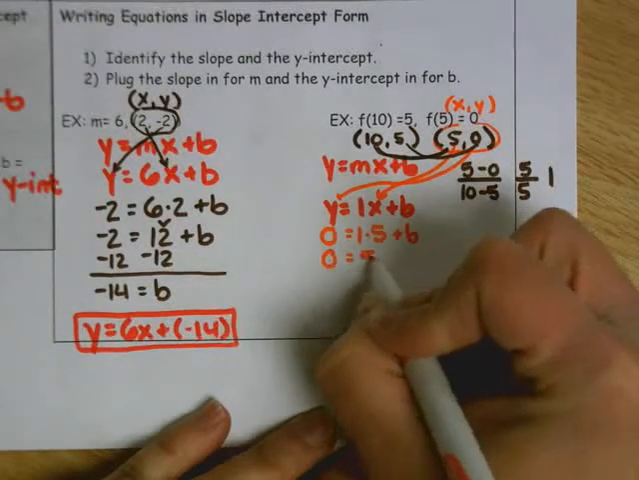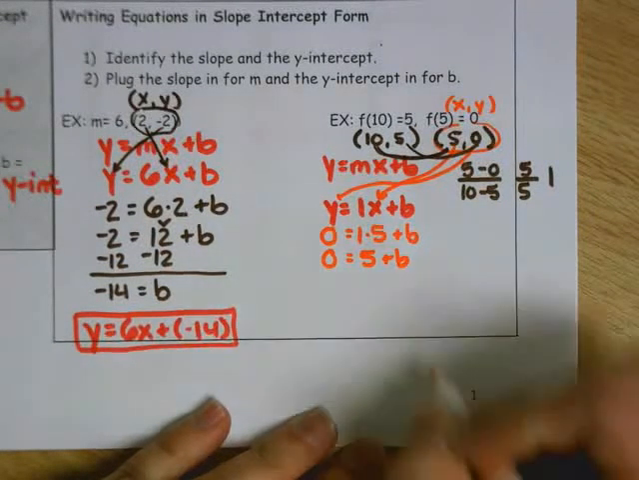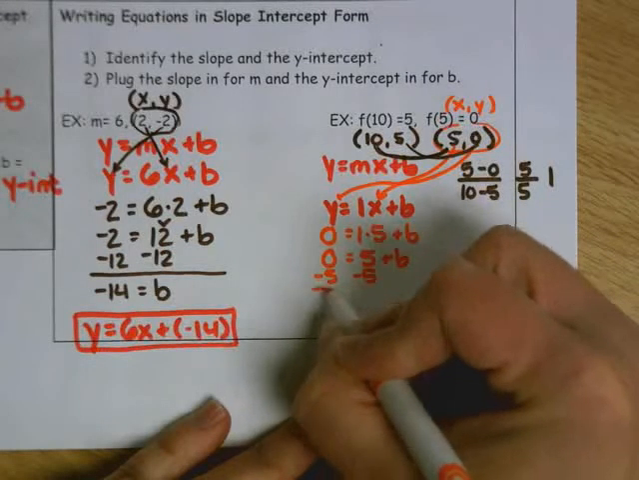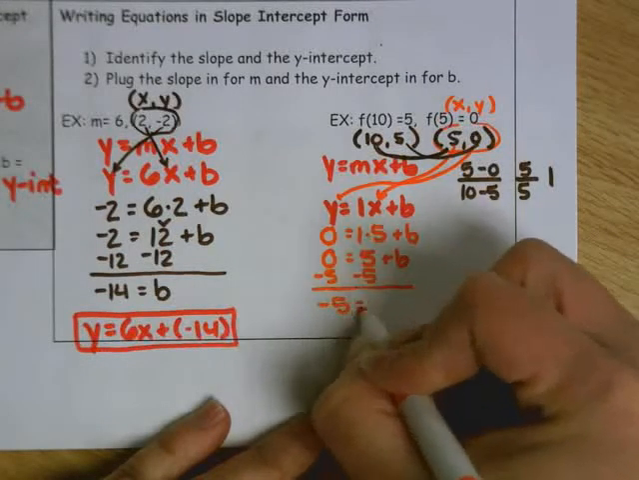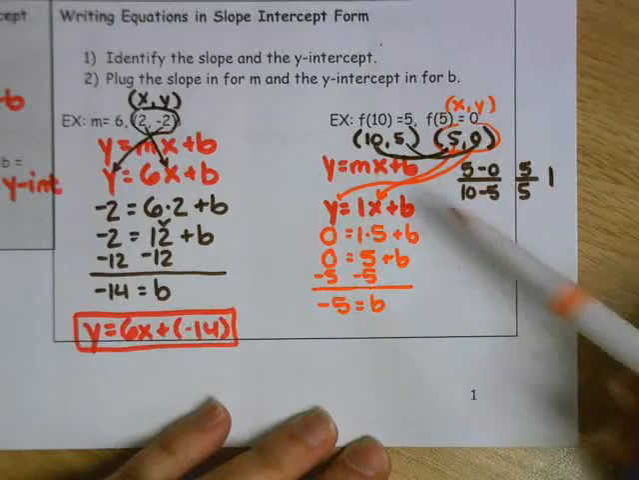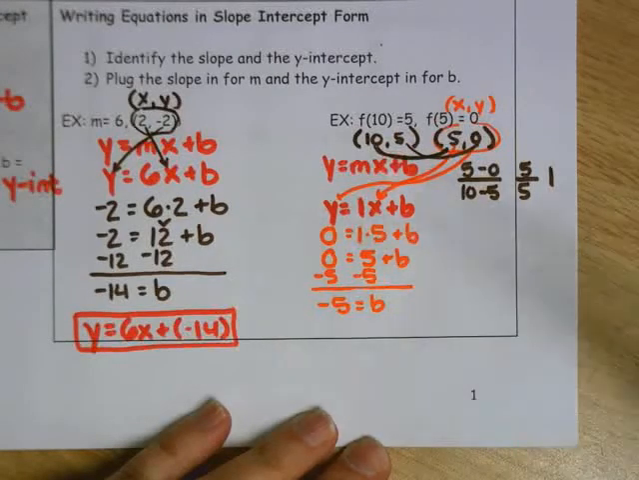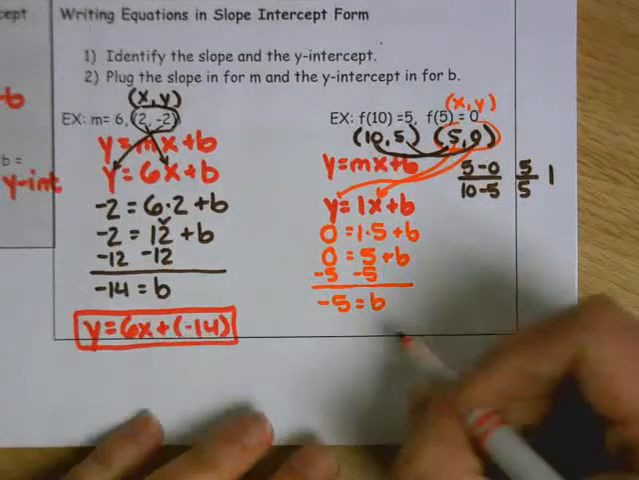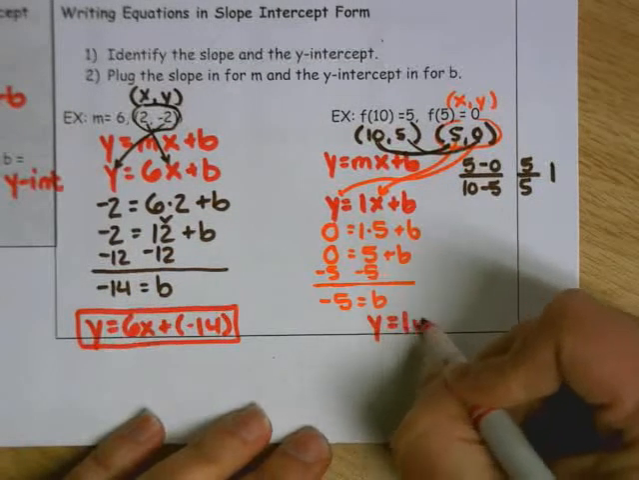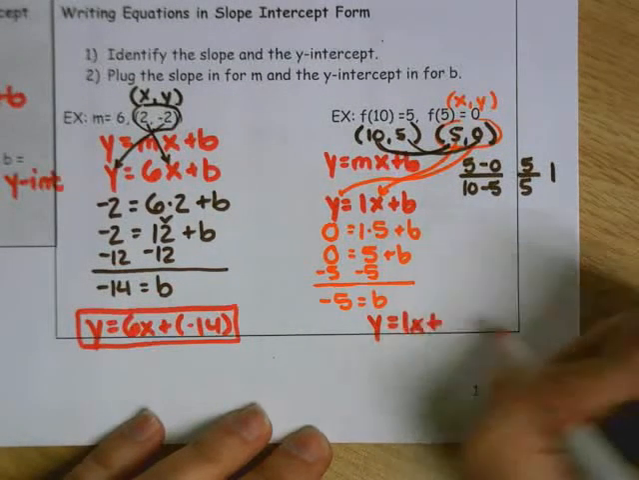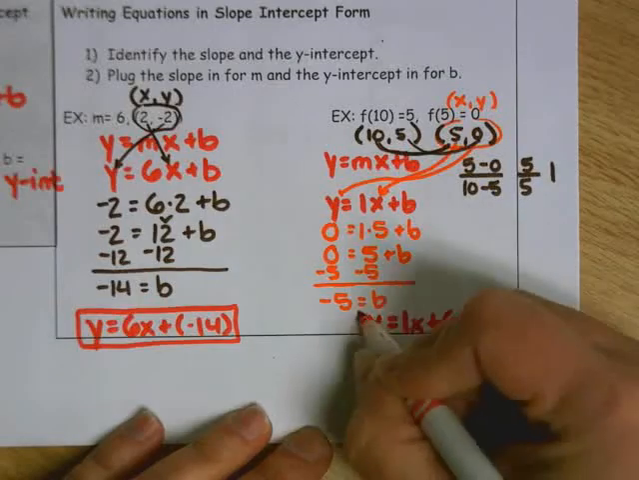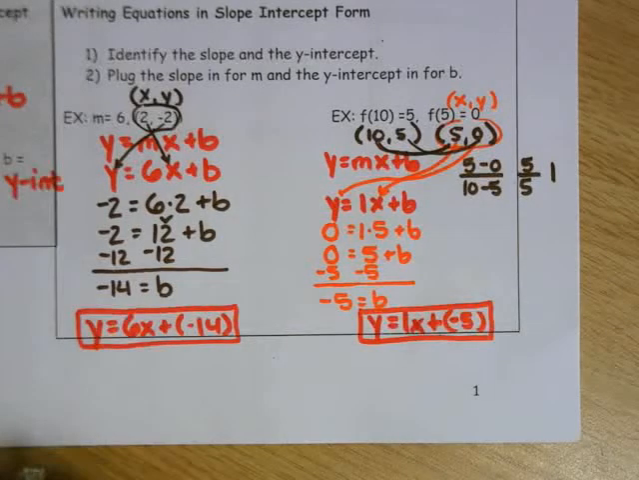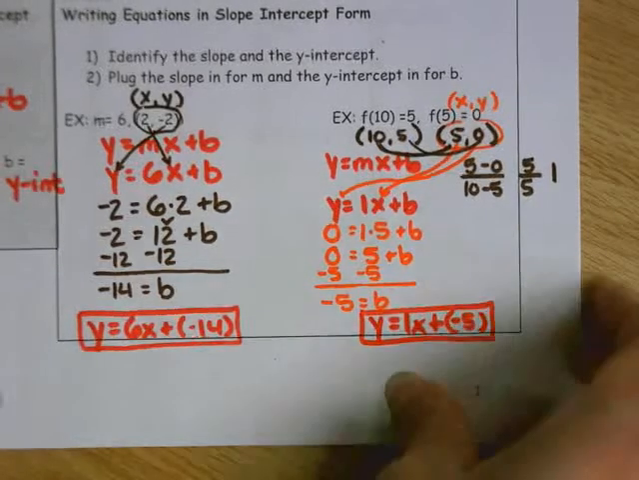0 equals 5 plus b, and to get the b by itself, subtract 5 from both sides. So I get negative 5 equals b. And if I had plugged in 10 and 5, I would have gotten the same thing. So you can pick any ordered pair. And now I know my slope m was 1, x plus, and my y-intercept is negative 5. There's my y equals mx plus b. So that should help you as you are doing the questions on the next page, doing number 4 and 5.